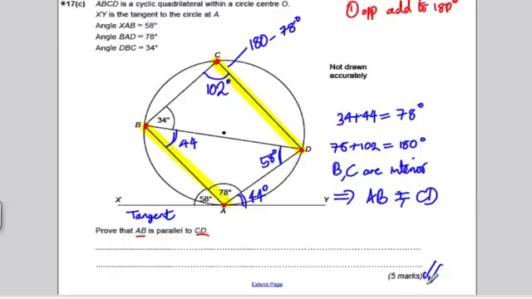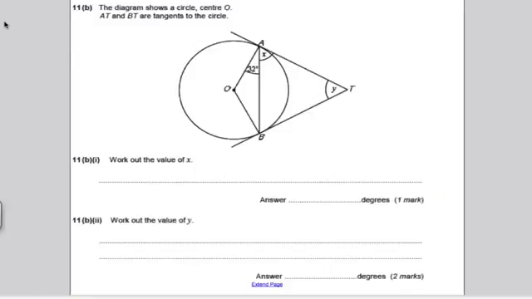Okay, last question. This involves one of the last circle theorems. Pause the video, have a go, mark your work. Okay, the diagram shows a circle centre O. AT and BT are tangents.